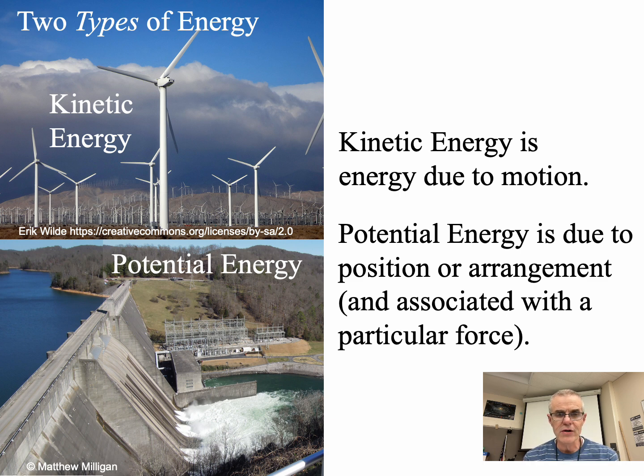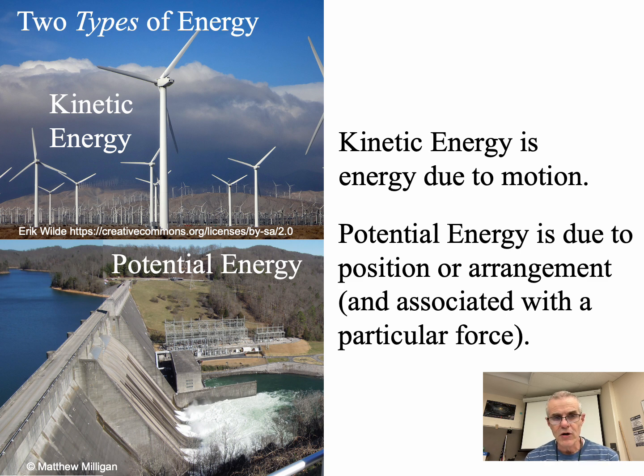And associated with a particular force, well, you can guess what that force is. Why does the water go through the dam and turn the turbines? What is causing that to happen? Gravity. If it weren't for gravity, it wouldn't matter that you had water behind the dam. We need gravity for the system to work. So this is a type of potential energy associated with where the water is and the fact that there is gravity acting on the water coming from the earth. Gravity from the earth is pulling the water down.